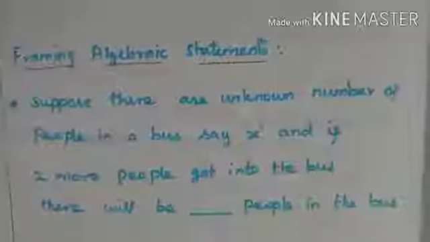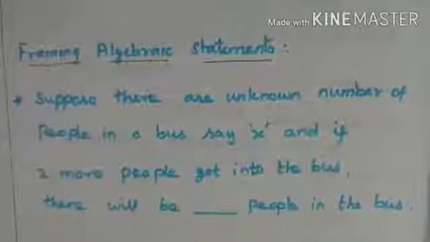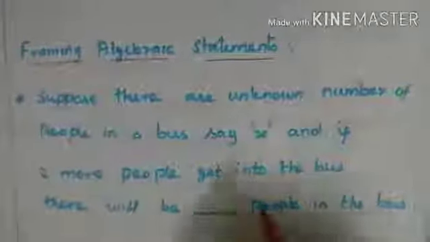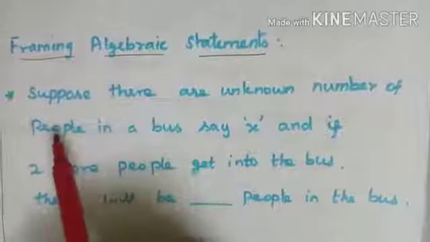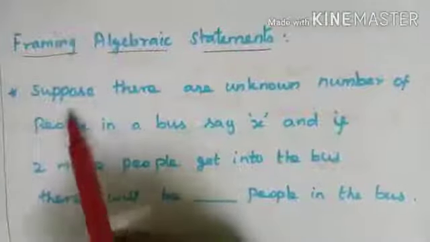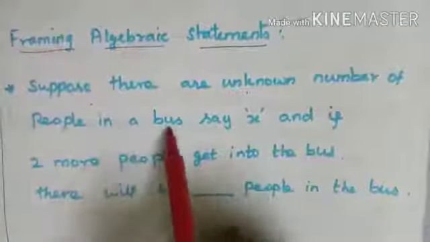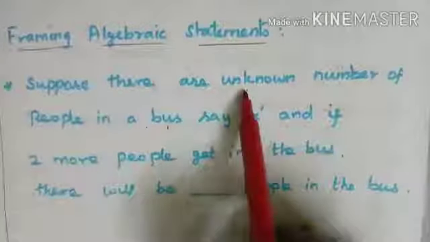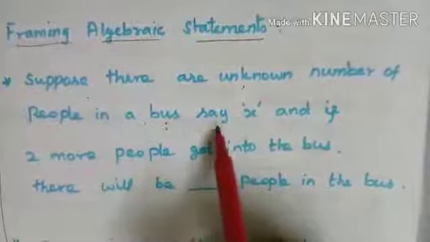Now, we are going to frame algebraic statements. 4 questions we have seen. Now, see here how we are going to frame algebraic statements. See here that I have given two examples. Suppose there is an unknown number of people in a bus. We don't know how many people are there in the bus, say x.